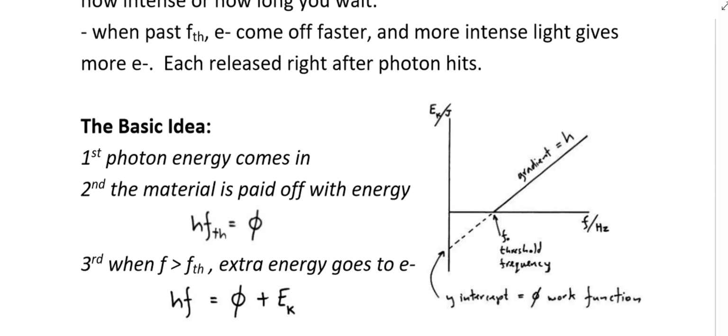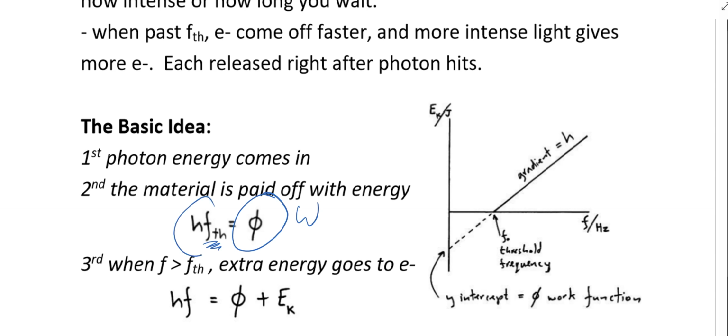Let me move that up a little bit. There we go. So the material has to be paid off some of that energy, and that's called the work function. And that's what this is right here. That's the work function right there. Sometimes you'll also see a capital W. I like to use the Greek letter phi, partially because it just looks fancier. But I typically use phi. You'll see W, capital W, sometimes. But so there's that threshold frequency right there.